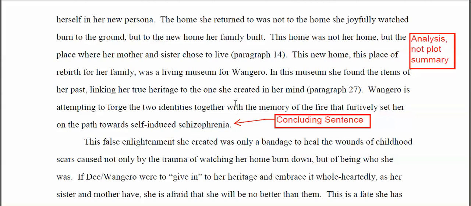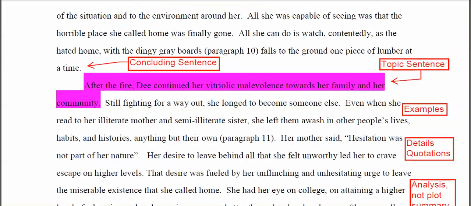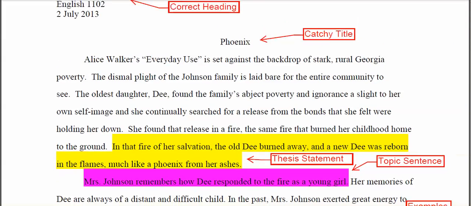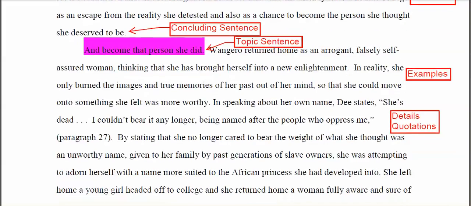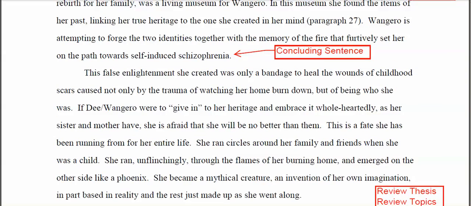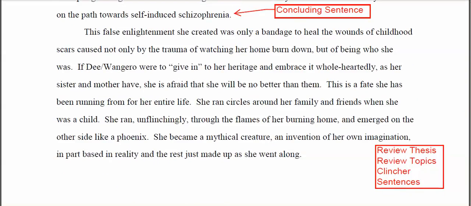Now, once you have supported your thesis with 3 body paragraphs, all you need now is your conclusion. Remember, your conclusion, the first thing you do is review your thesis statement, then review your topics, and then ultimately you're going to end with your clincher sentences. Now let's take a look at her clincher sentences.